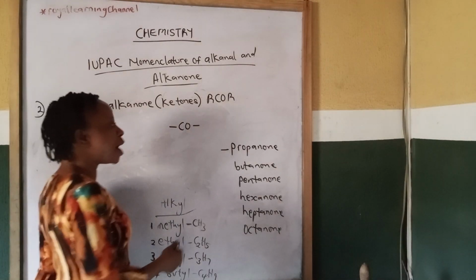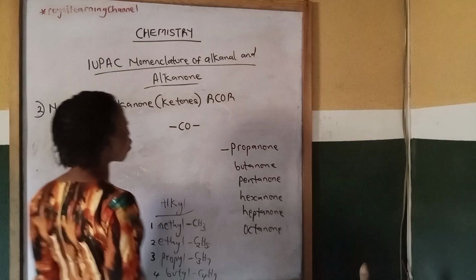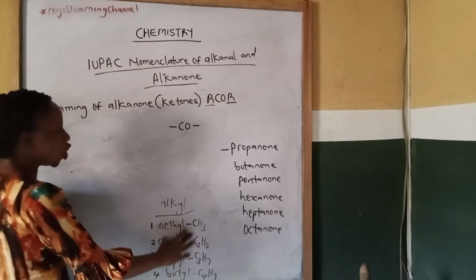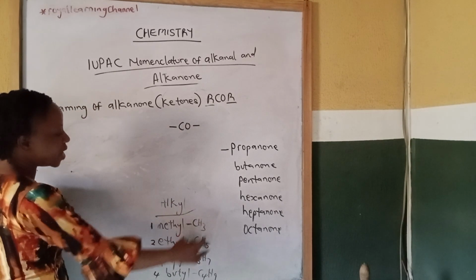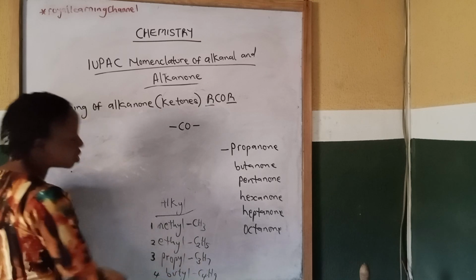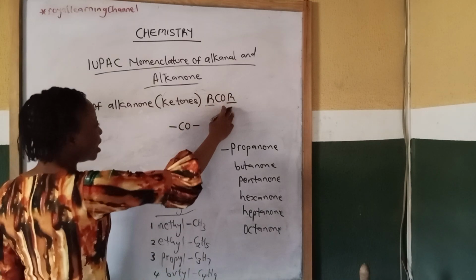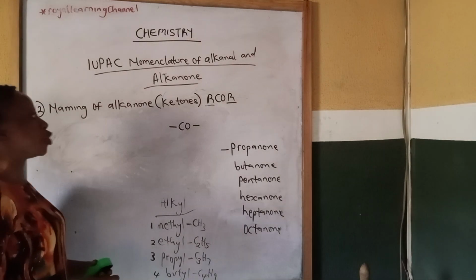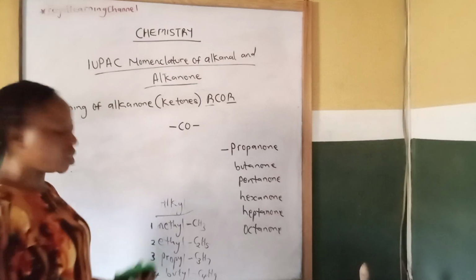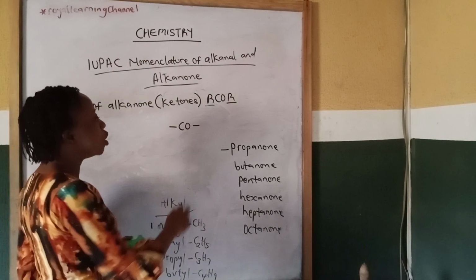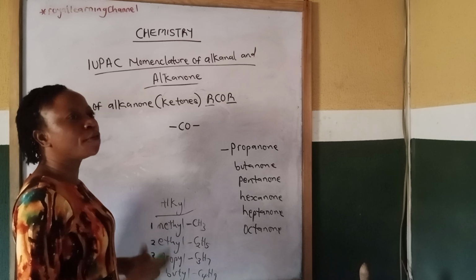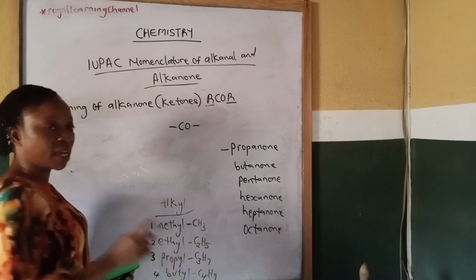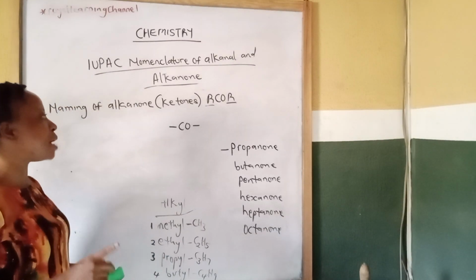Now the first member will be propanone. Then R at this side and the second R can be any of these alkyl groups. These are the alkyl groups: methyl, ethyl, propyl, and butyl. Under naming of alkanone, you consider your functional group in naming. So you name from the end which will give you the lowest number to the terminal carbon atom.